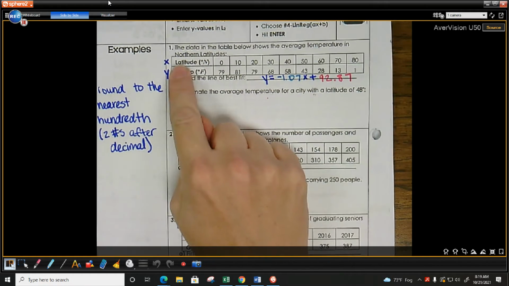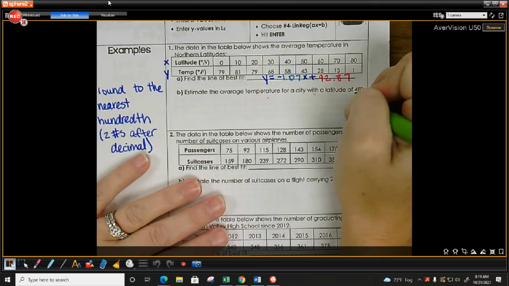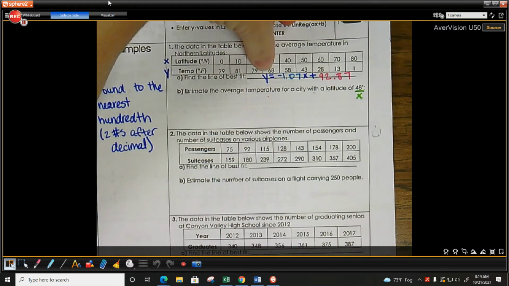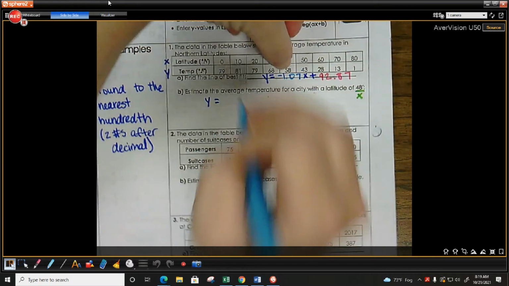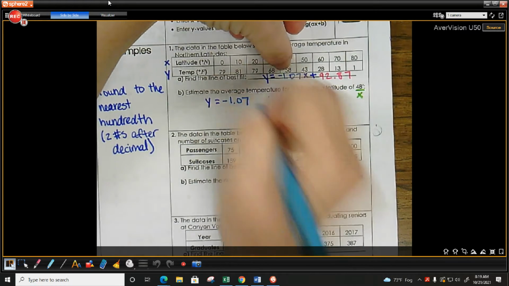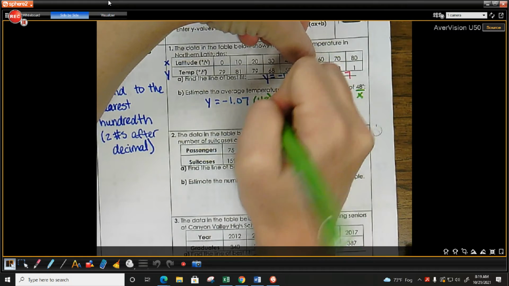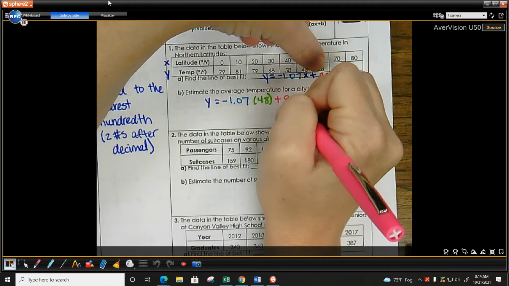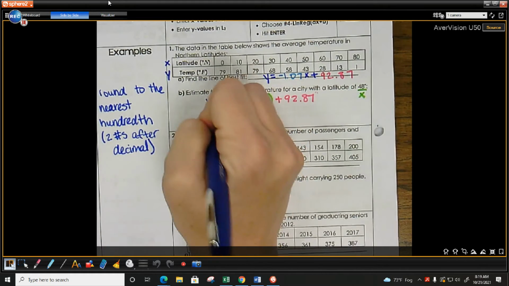Latitude we labeled our x. So this 48 is my x. So I'm going to rewrite my equation. Y equals negative 1.07 times x, which is 48, plus 92.87. And then we get y equals.